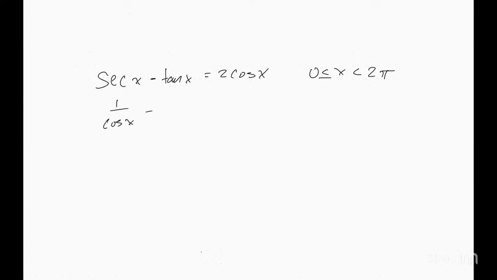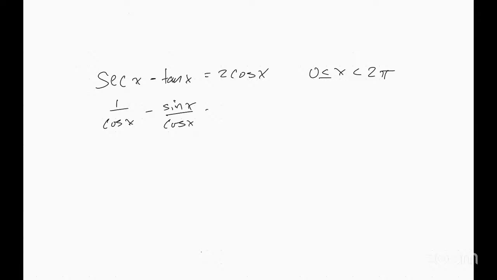Secant x minus tan x equals 2 cosine x, and they want you to solve it for x between 0 and 2 pi, so one revolution around the unit circle. Okay, for these problems, they're all a little bit different, but right away I'm noticing, let's try to turn them all into sine and cosine. So if we do that, let's just multiply everything by cosine.